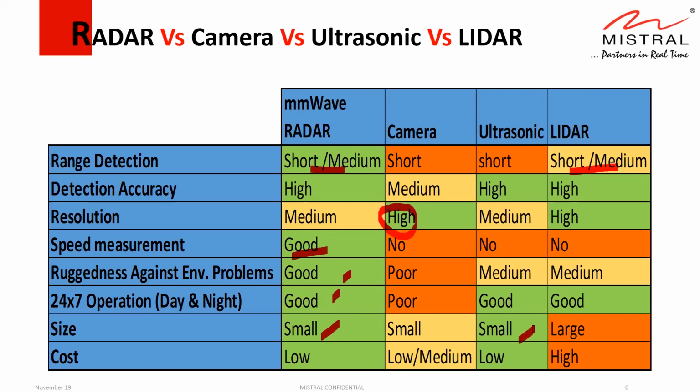And ultrasonic is also small. And if you take the cost, the radar gives the lowest cost. The product design based on radar is going to be the lowest cost. The camera based designs or LIDAR are going to be expensive.